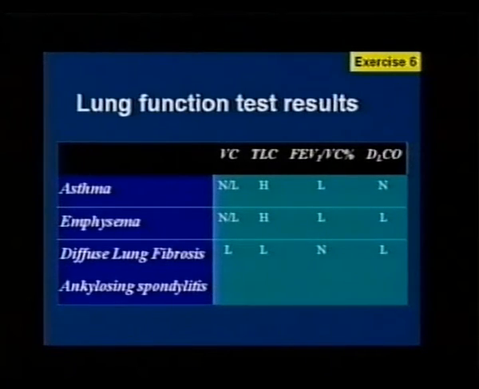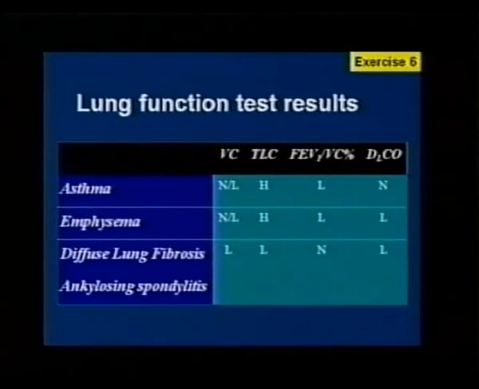In lung fibrosis, there is a shrinking of the lung, vital capacity is hence low, total lung capacity is also low, the ratio could be normal, carbon monoxide diffusion capacity is reduced. This is a case of restrictive airway disease with alveolar capillary membrane damage.